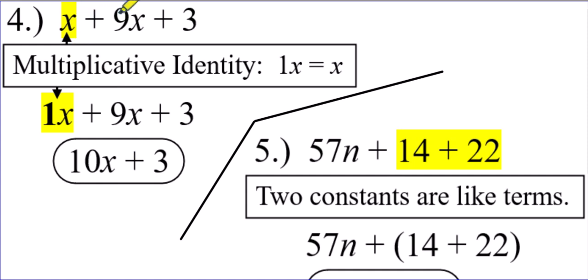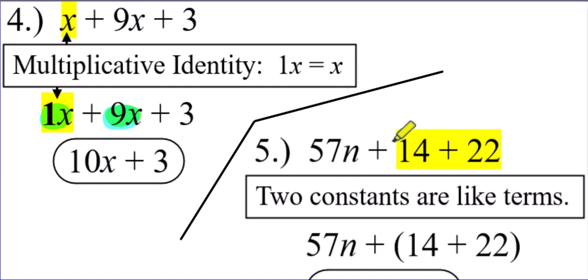Problem number 4, x plus 9x. They are like terms because they both have x. Now we know this 9x is 9 of the x's, but how many x's is just regular x without a coefficient to the left of it? Well, it's not 0x. Multiplicative identity tells you that 1 times x is the same as x. So when you see an x and you don't see a coefficient, that is the same as 1 times the x. And then you can say that 1x plus 9x is 10x. And then obviously the 3 doesn't have an x, so they cannot be added together because they're not like terms.